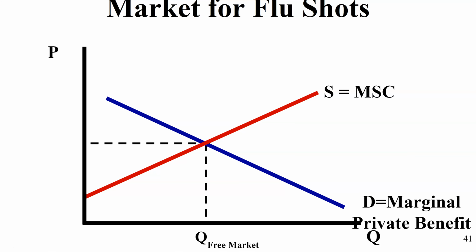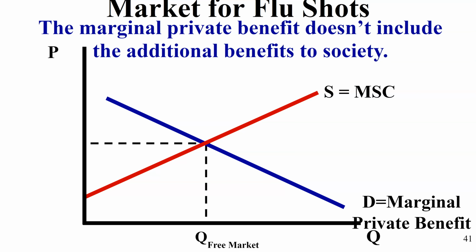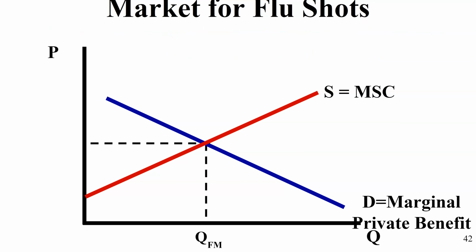Now, what we see is the marginal private benefit, the demand curve that's downward sloping, is definitely a benefit to the business, but doesn't always include the benefits to society that we see here.